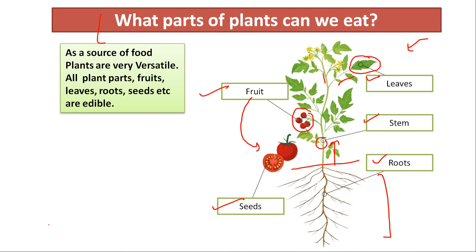Let's understand some examples. Here are the roots of a plant which we eat. Do you eat carrots? Carrot is actually a root of a plant and we cook it as a vegetable. We cook beetroot, radish and turnip as vegetables. These all are actually the roots of a plant.